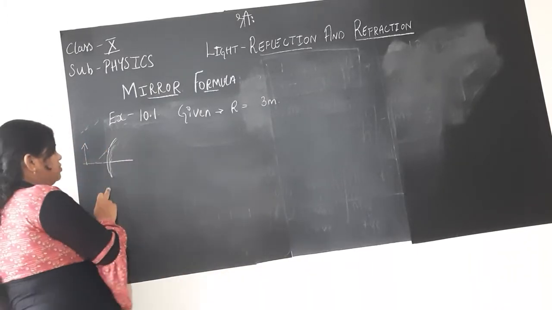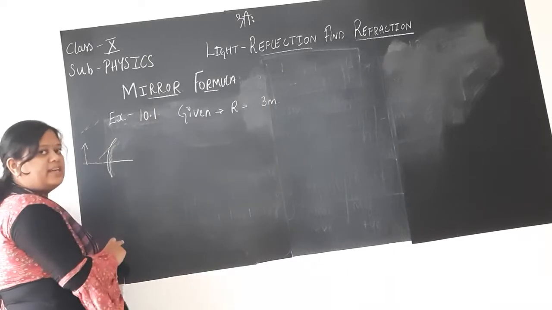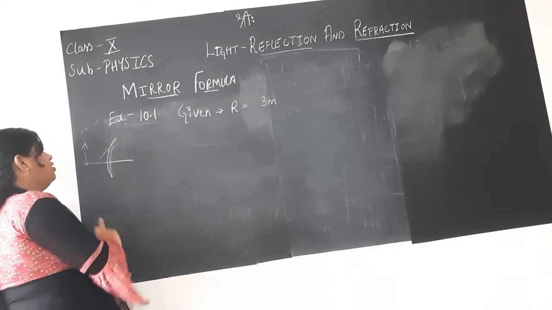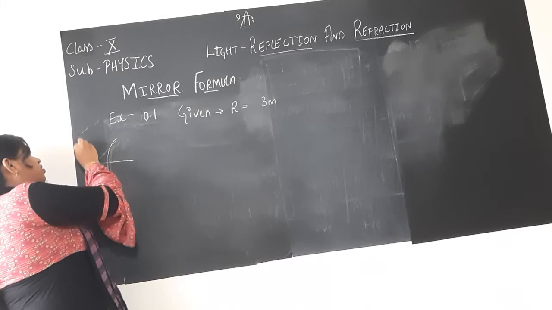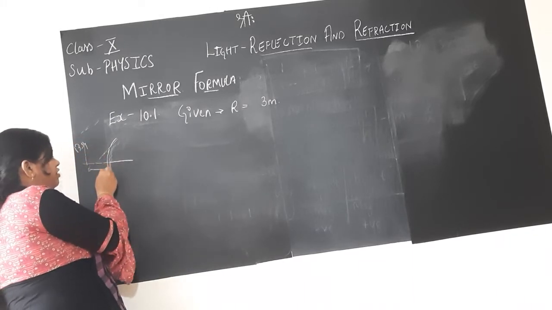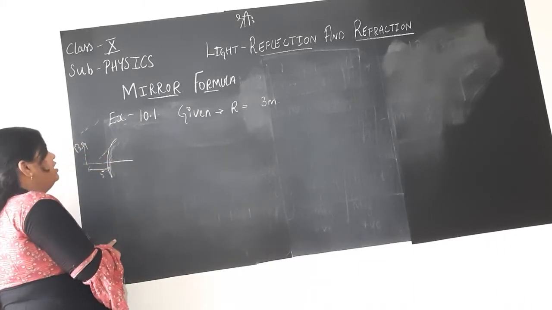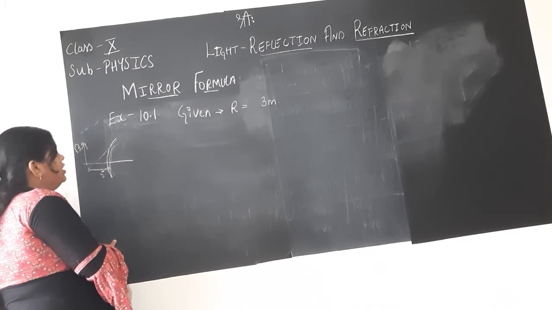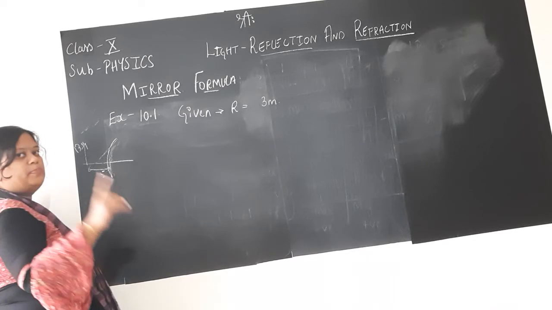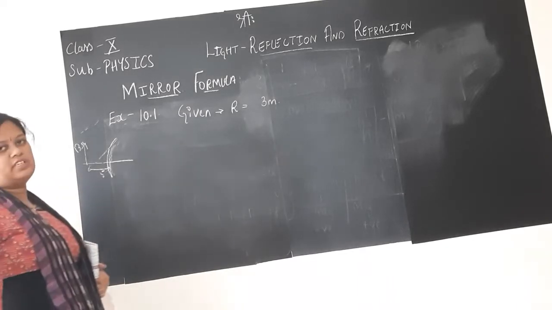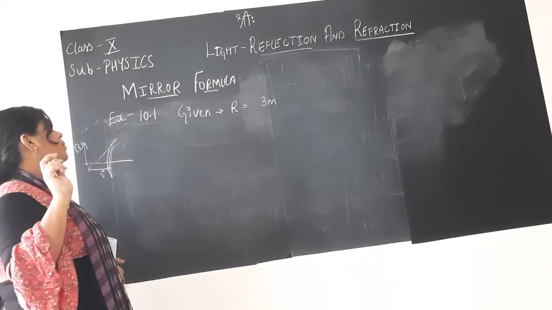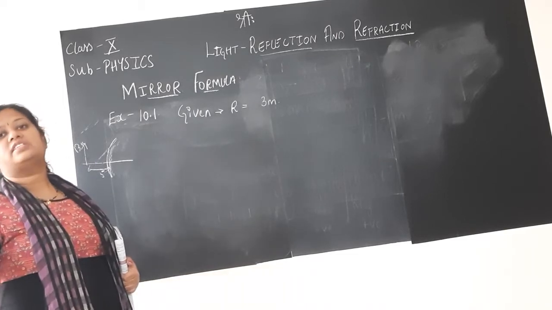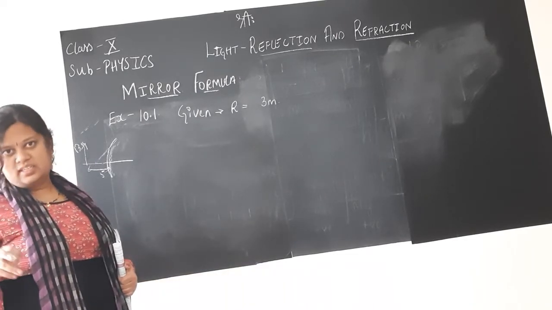So now the convex mirror. Convex mirror is a divergent mirror. So draw one convex mirror. There is a bus here, which is at a distance of 5 meter, that is the object distance. Radius of curvature is the distance from pole to center of curvature. Sorry, pole to center of curvature is radius of curvature R, isn't it, children?